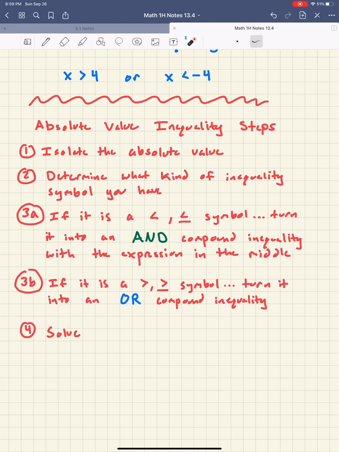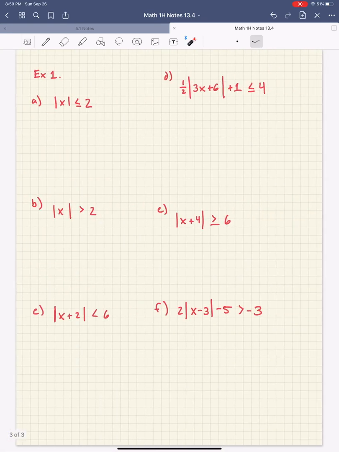So step 3a says if it's a less than or equal to symbol, that's going to be an AND compound inequality, where our expression will go in the middle. If it's a greater than or equal to symbol, that's going to be an OR compound inequality, where we're going to have two separate inequalities. So these symbols determine if we have an AND or an OR compound inequality. And then after that, we are going to solve.